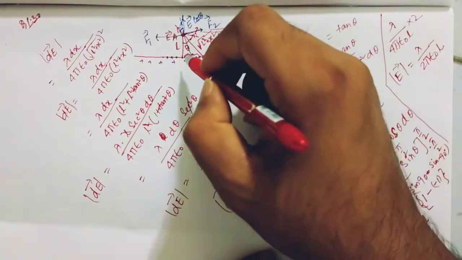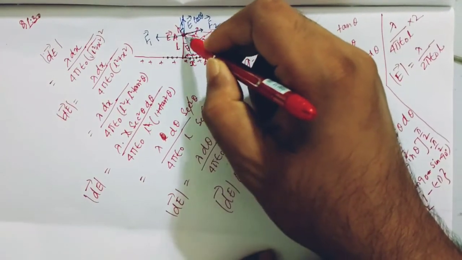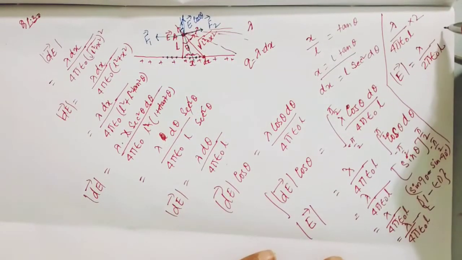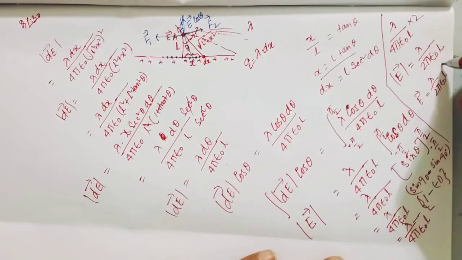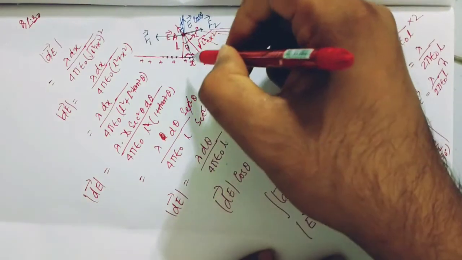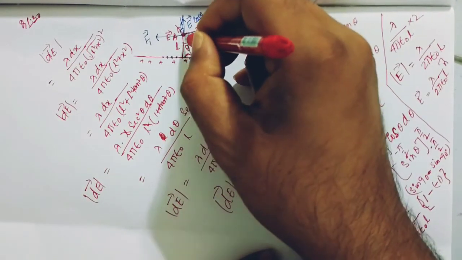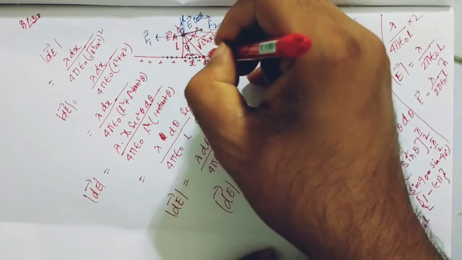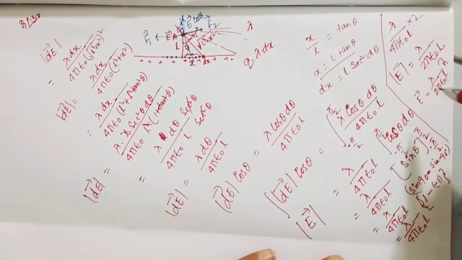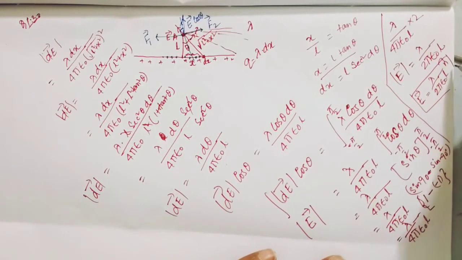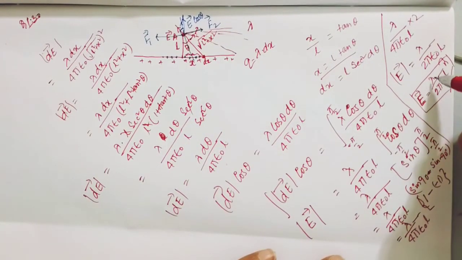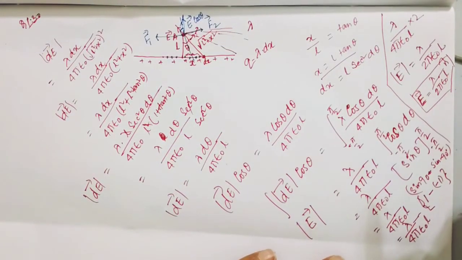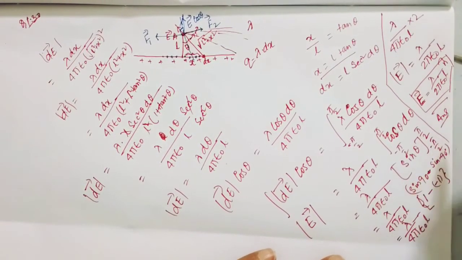If you put the direction, it will be perpendicular to this long wire. In vector form, this will be lambda by 2 pi epsilon naught L into n cap, where n cap is a unit vector perpendicular, normal to this wire. So without Gauss law, by integration we can also prove that the electric field due to an infinitely long wire will be linear charge density over 2 pi epsilon naught times the distance L where we want to find the electric field. Okay, thank you.